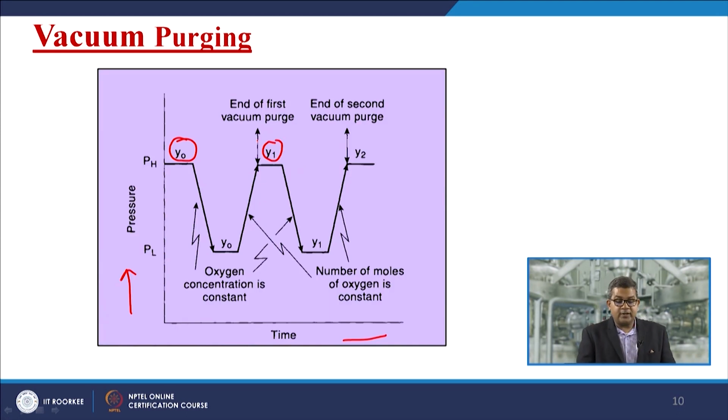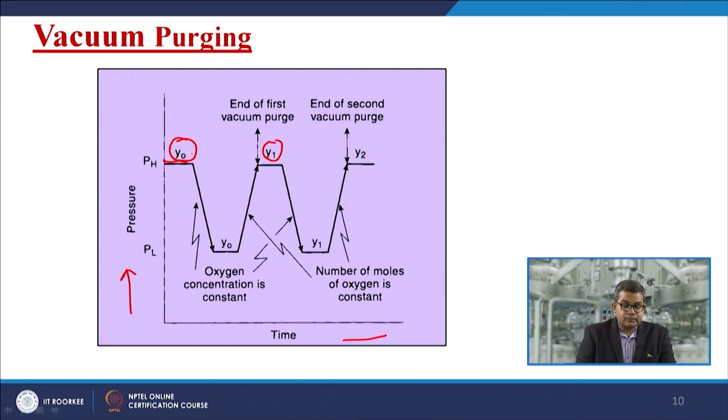So, first you have a certain quantity of oxygen in the system, especially if you are willing to introduce inert gas to a vessel. Then initially you have Y0 concentration of oxygen. Then you reduce the pressure until it reaches PL, that is the lower pressure limit. Here you maintain the pressure and you introduce the desired oxygen concentration.